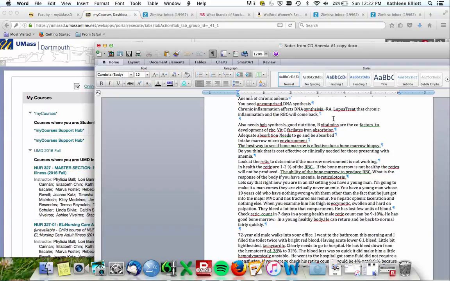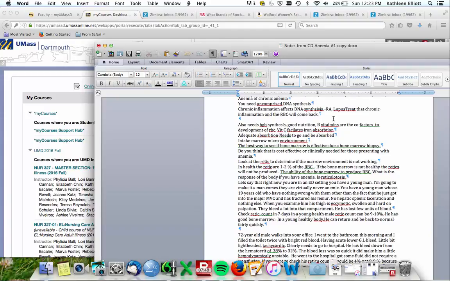One question to ask yourself is, what is the best way to see if the bone marrow is effective? That basically is to do a bone marrow biopsy. As a future NP, do you think that is cost effective or clinically needed for those presenting with anemia? Absolutely not. So another way to see if the bone marrow is working is to look at the reticulocyte count to determine if the marrow environment is working or not.